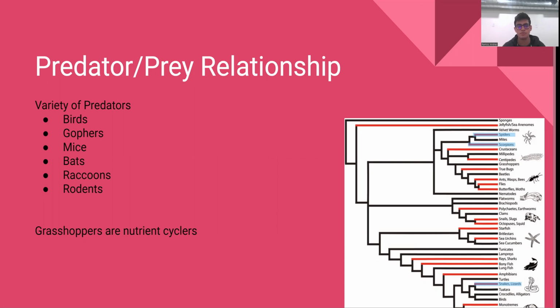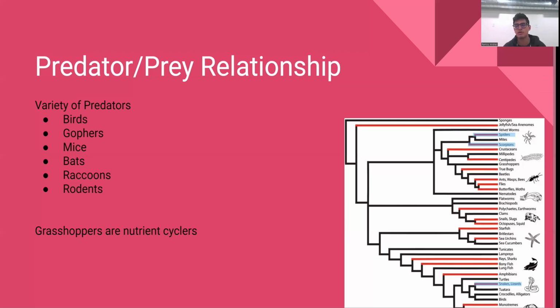I'd say their role in the food chain is a nutrient cycler because they ingest the producers of the food chain, such as grass, and they transfer the energy from the sun, from the grass, to the carnivores that eat grasshoppers, such as those birds and gophers and mice.